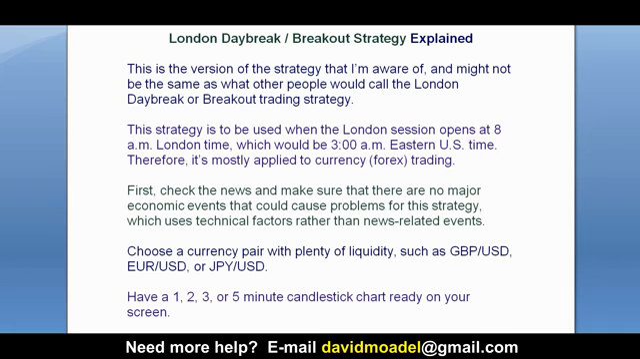All right, so the London Daybreak or Breakout strategy explained. This is the version of the strategy that I'm aware of and might not be the same as what other people would call the London Daybreak or Breakout trading strategy.